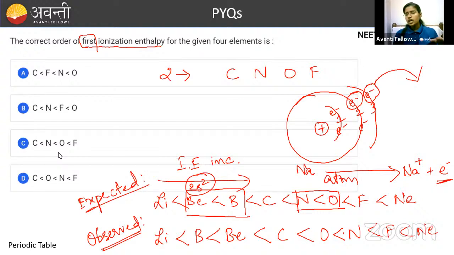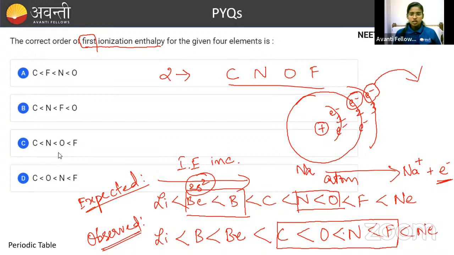We don't have all the elements of period 2 in the options. We have only 4 elements: carbon, nitrogen, oxygen, fluorine. So you can see the order: carbon, oxygen, nitrogen and fluorine. It is given in option D. So option D is the correct answer. Most of you have given option D only.